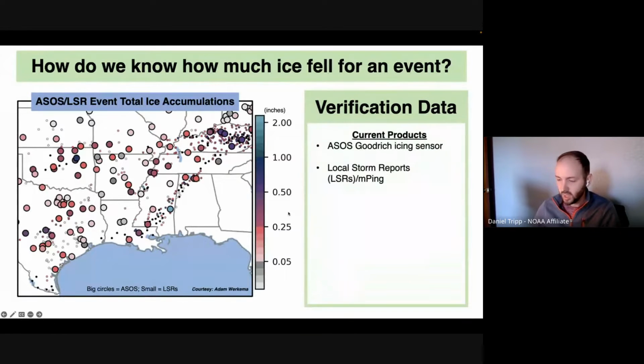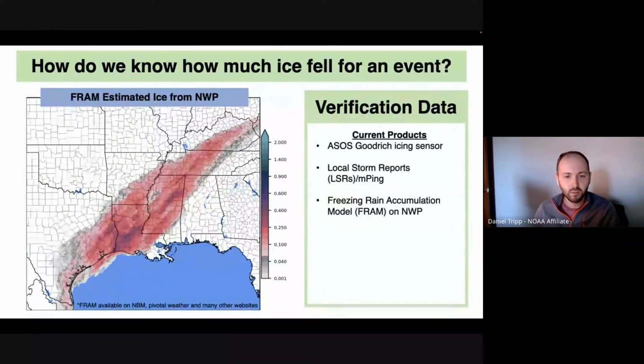for verification. There's one other avenue that you might look at just to get an idea of where ice has fallen, and that would be to look at the FRAM, or the freezing rain accumulation model, just based off of NWP data. This is available, I know, in a forecast sense on the NBM, Pivotal Weather, many other websites, but again, it's built off of NWP data.